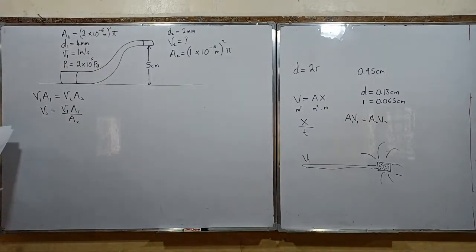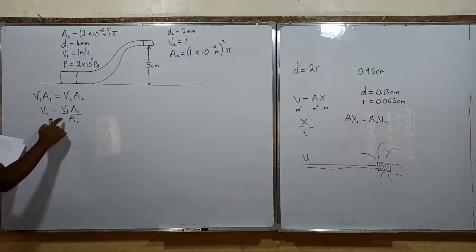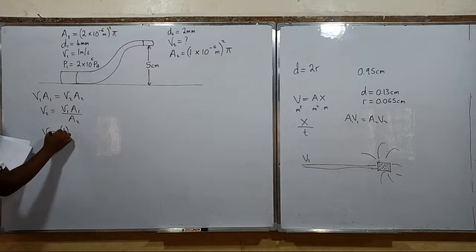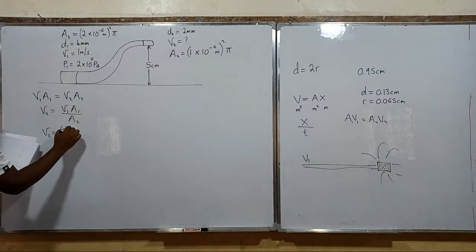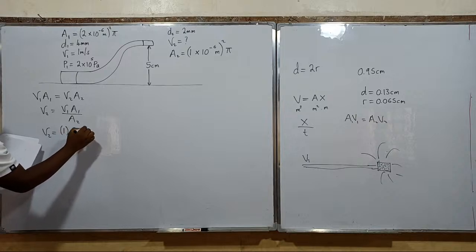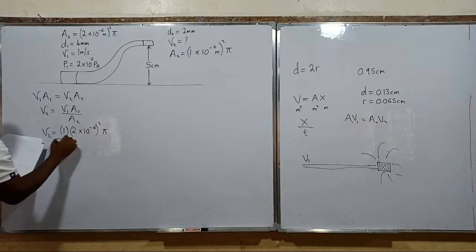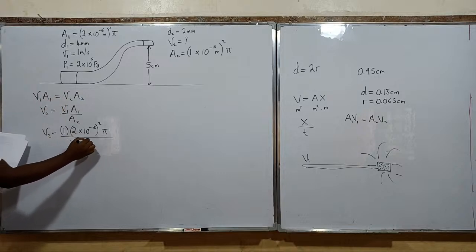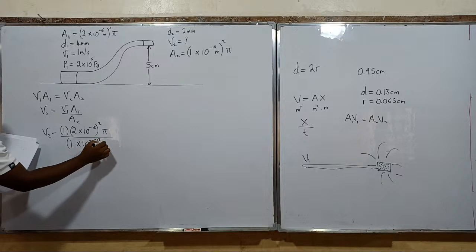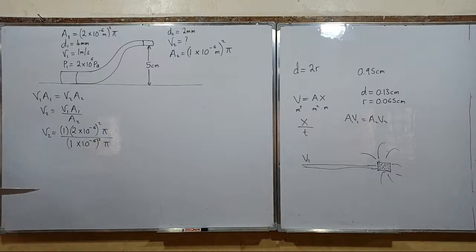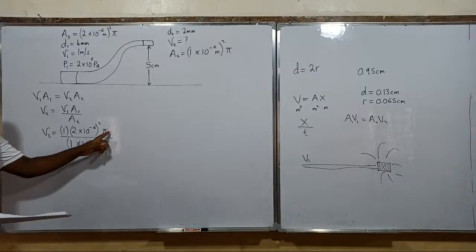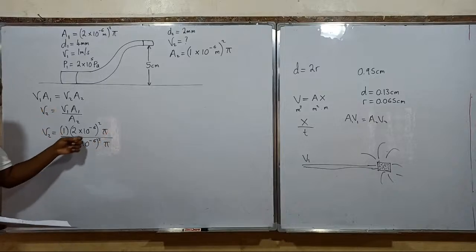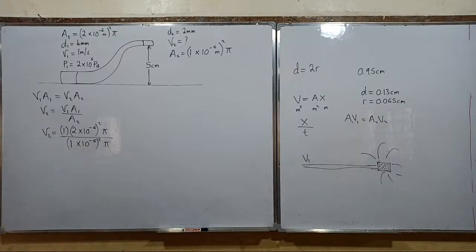Now let's do the substitutions. Velocity 2 is equal to velocity 1, which is given as 1, times area 1, which is 2 times 10 to the power negative 6 in brackets squared, with a pi, divided by area 2, which is 1 times 10 to the power negative 6 in brackets squared, with a pi. So it's evident that the pi and the pi will cancel. So just divide these two values. What do we get?